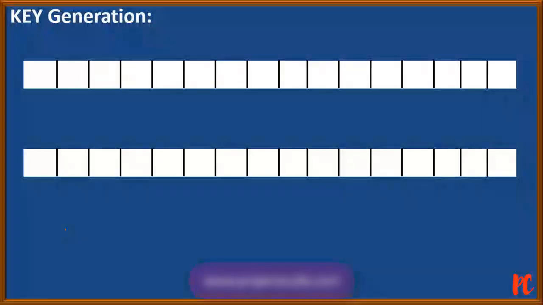So let's understand key generation first with a simple example. Projectscafe.com. As you know, every character contains one ASCII value.